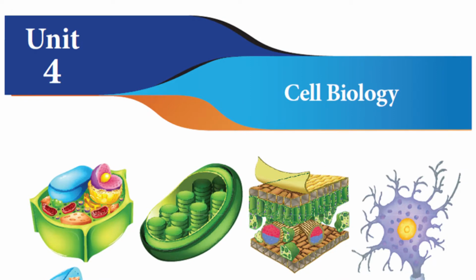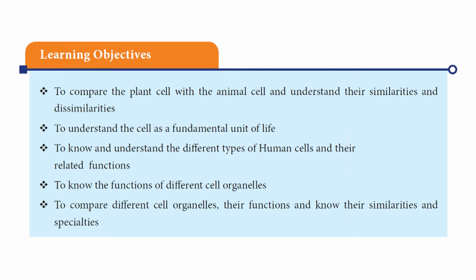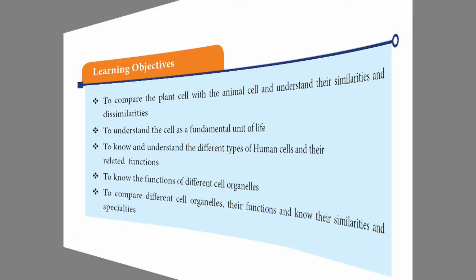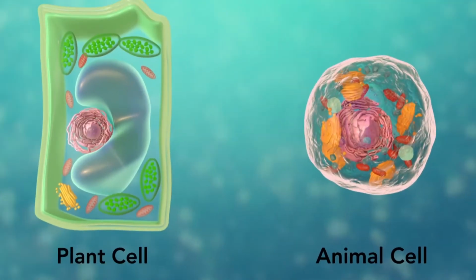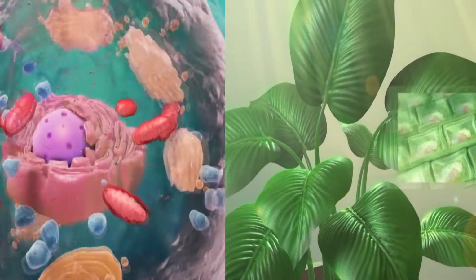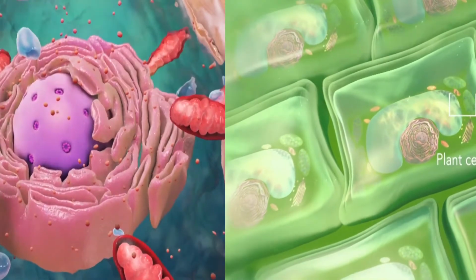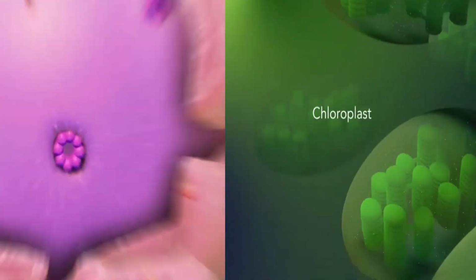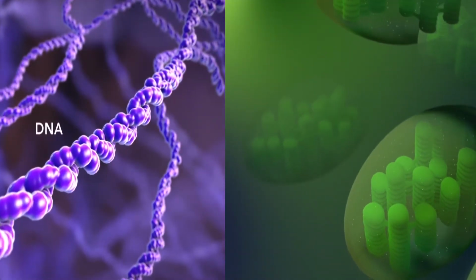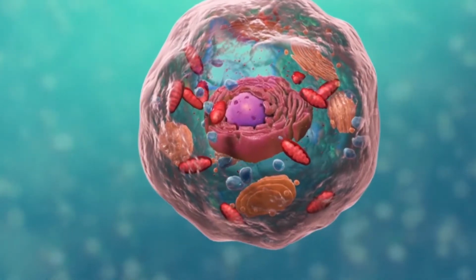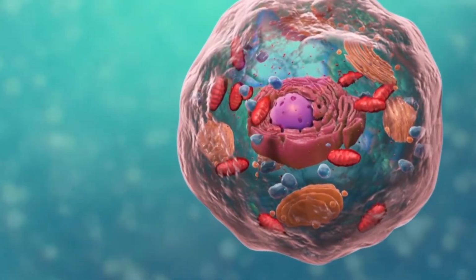Unit 4. Let's get into cell biology. Learning objectives: to compare the plant cell with the animal cell and understand their similarities and dissimilarities. To understand the cell as a fundamental unit of life.